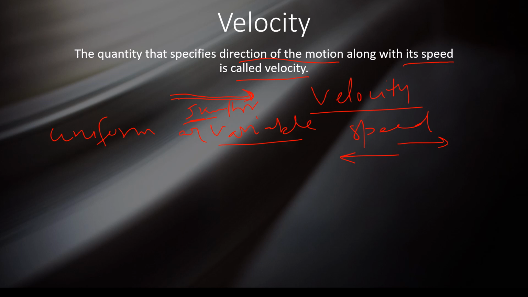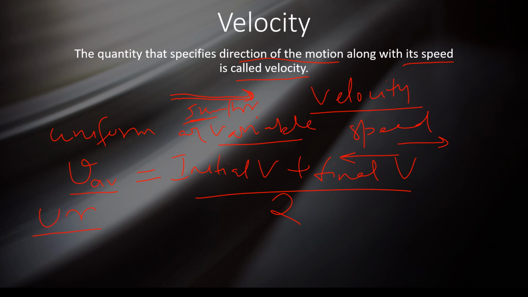Like we calculate the average speed, in the same way we calculate the average velocity, and it is denoted by V average, which is equal to the initial velocity plus final velocity divided by 2. So we are taking the mean. If the velocity of an object is changing at a uniform rate, then average velocity is equal to initial velocity plus final velocity divided by 2. Let us understand this with an example.